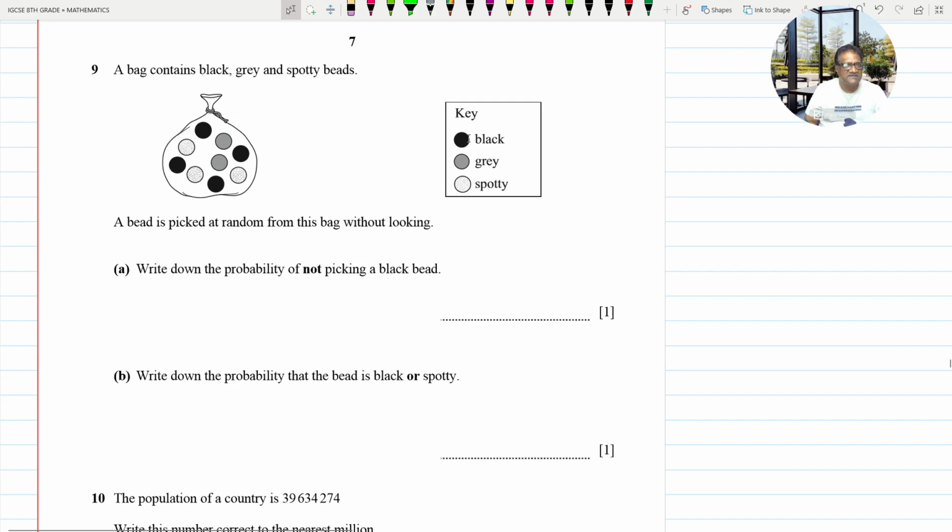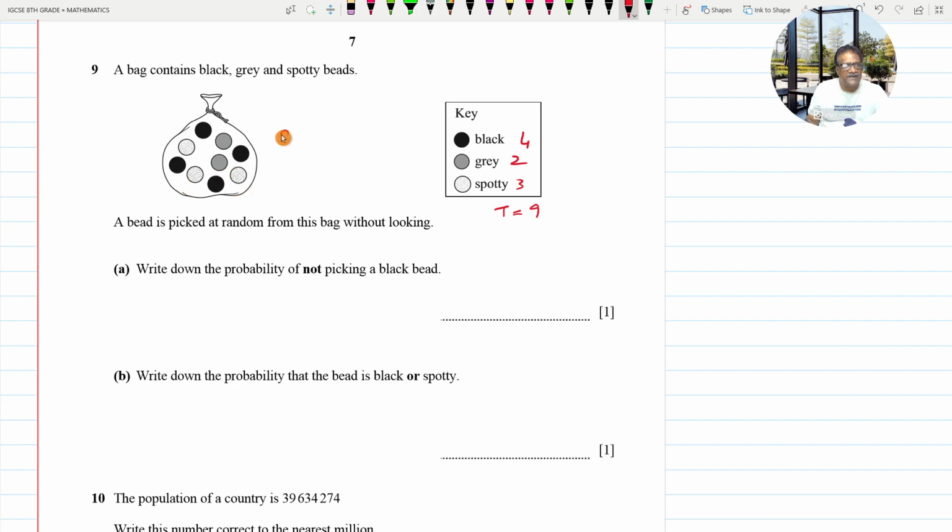Let us try to do this question number 9. A bag contains black, gray, and spotty beads. If you can see carefully, the spotty beads are 3. Black ones are 1, 2, 3, 4. So black is 4. And gray are, I suppose, how many? 1, 2. Yeah, 2. So total is how much? Total is 4, 5, 6, 7, 8, 9. Total is 9.